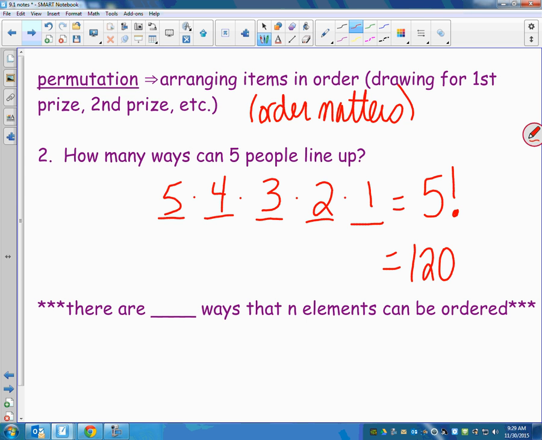If you're going to do 20 factorial, that's a really nice button because you don't have to hit 20 times 19 times 18 times 17. Factorial means every number times every integer down to 1. So we can say there are n factorial ways that n elements can be ordered.